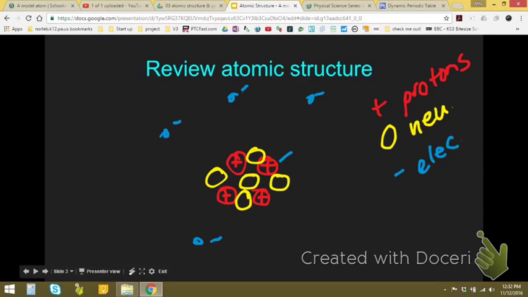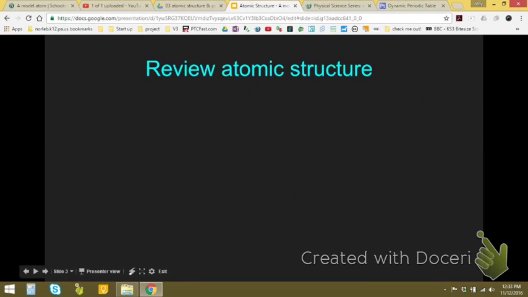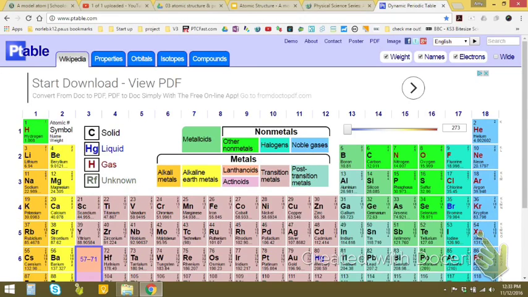Then, if I switch over to a periodic table and we look up the number of protons to determine the identity of the element we just drew, let's take a look. An element that has 4 protons would be number 4 on the periodic table, so that tells me I just drew beryllium.